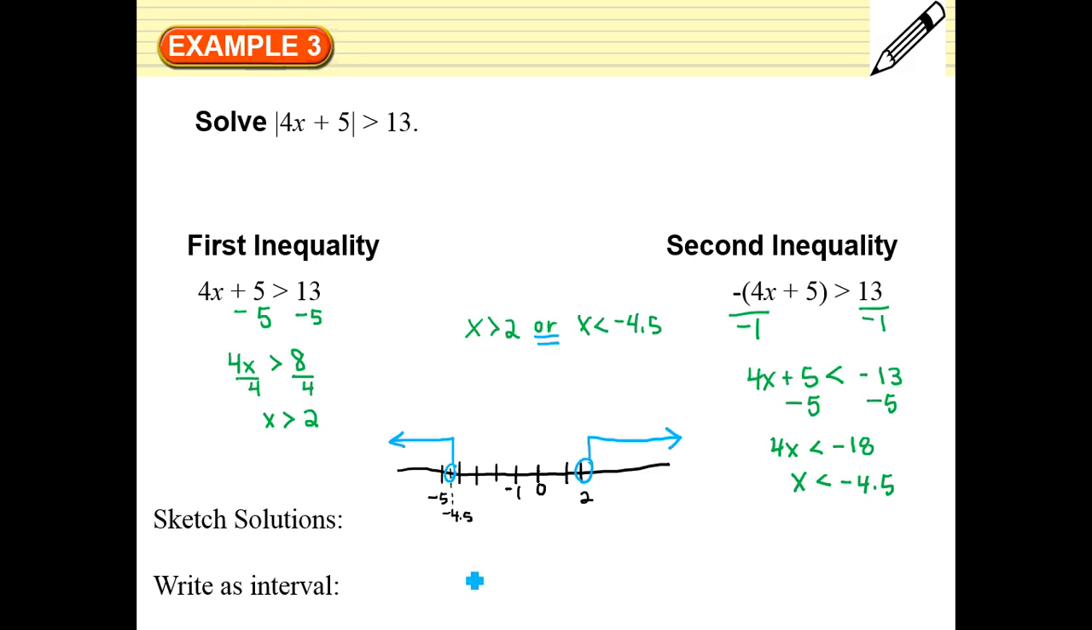or. The interval notation would be from -infinity, because that's what that arrow is going to, -infinity, all the way to -4.5. But this time I'm going to use a parenthesis because I don't have an equal sign, or 2 to positive infinity. So here's how I would sketch it on a number line. This is my inequalities, and this would be my interval notation.